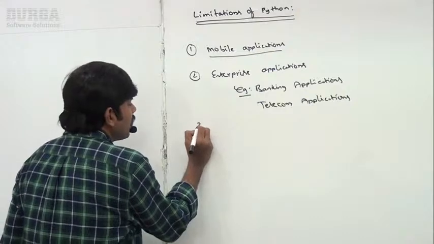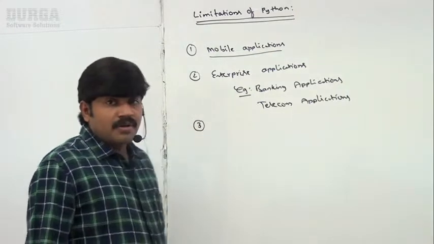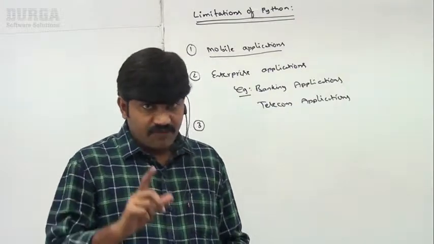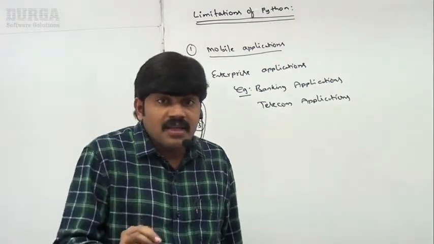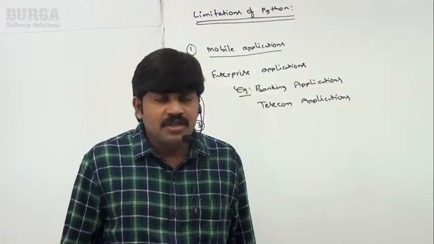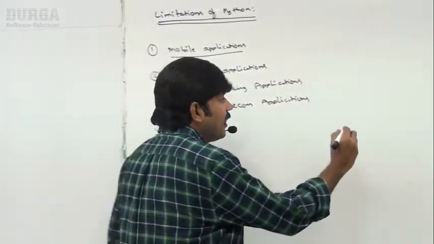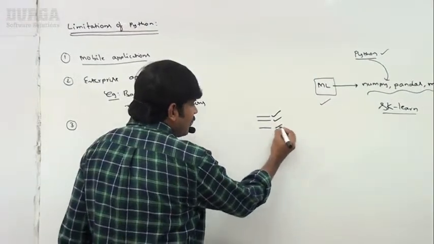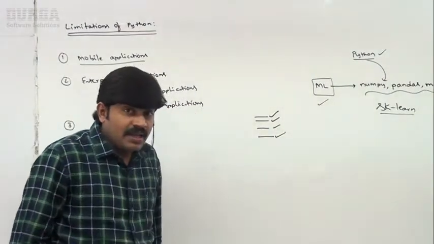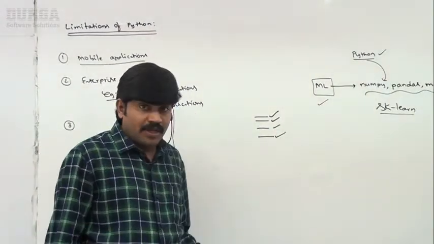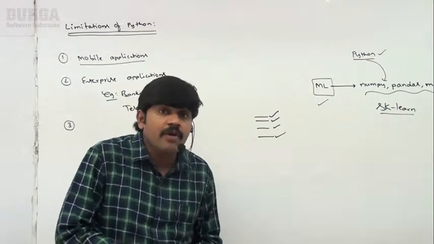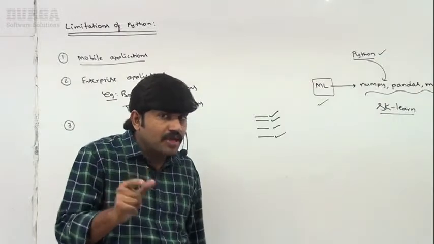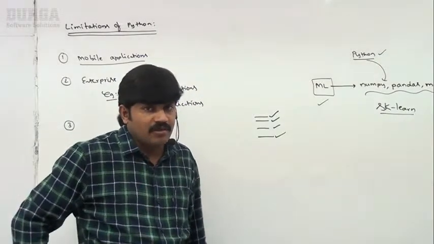Next, one more important thing. Have you remembered that Python is an interpreted programming language? Somewhere we covered it in the features. Python is an interpreted programming language, so the execution happens line by line: first line, then second line, then third line, then fourth line. That's why, performance-wise, Python is not good, because it is an interpreted programming language.